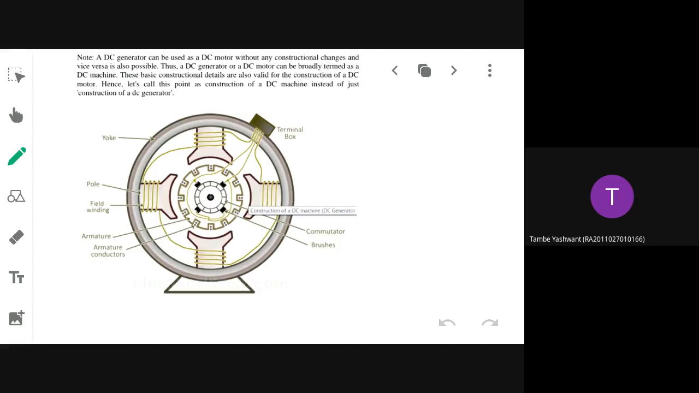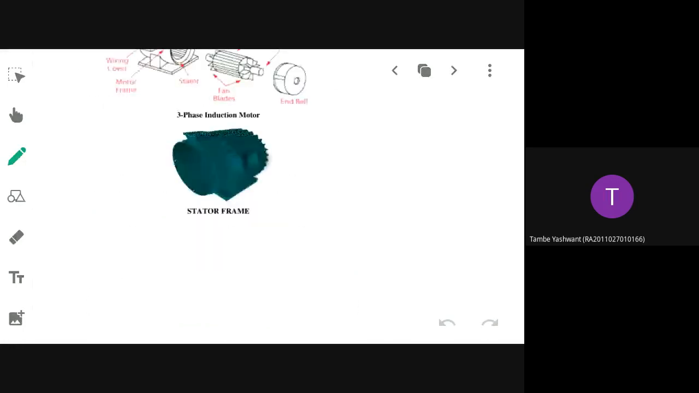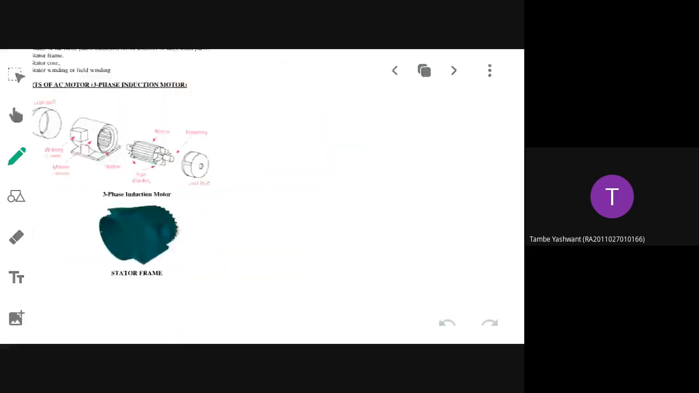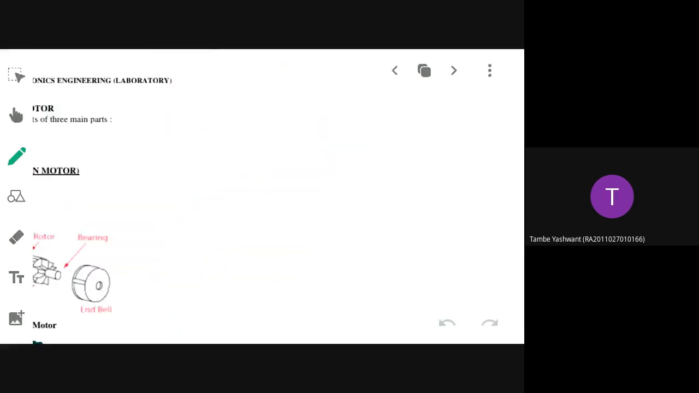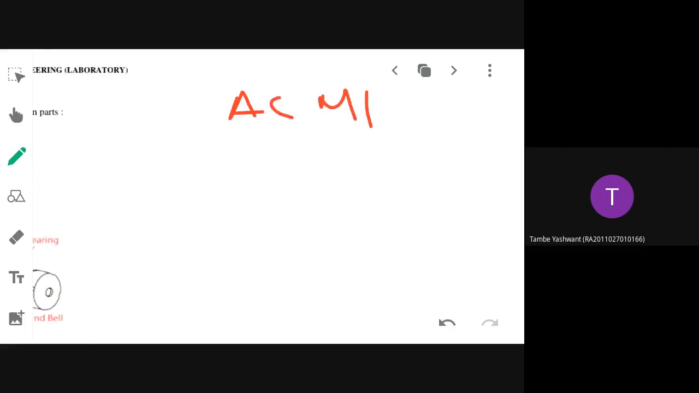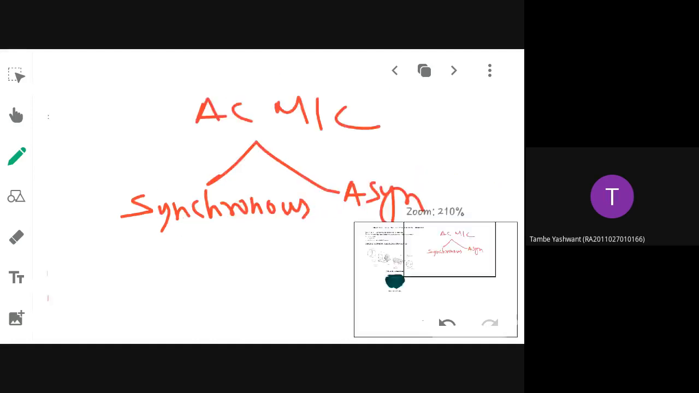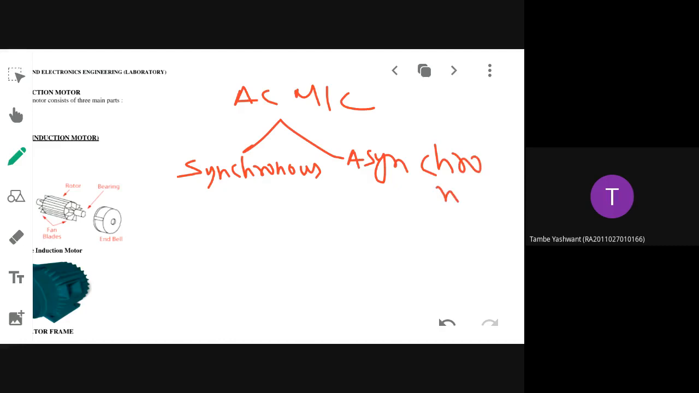Now in today's class we will discuss AC machines. So how can you classify AC machines? All these things we have discussed earlier, so I'm skipping. Next comes the constructional details of a three-phase induction motor. So before that, I will tell you the categorization. AC machines, how can you do the classification? Ma'am, synchronous and asynchronous. Okay, asynchronous and synchronous.